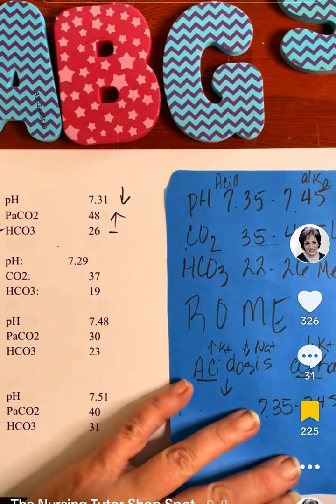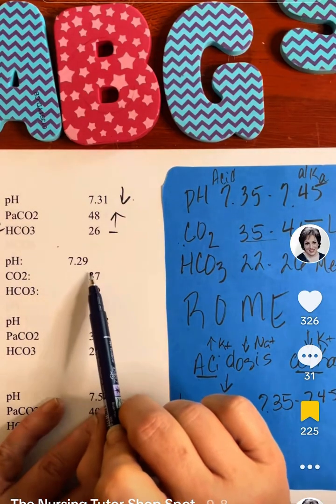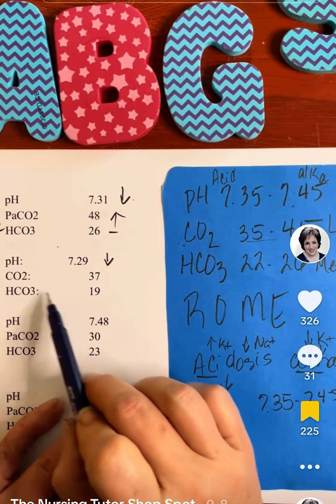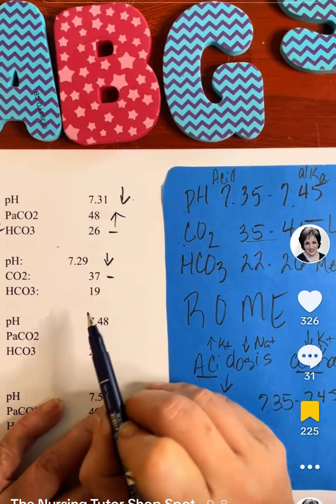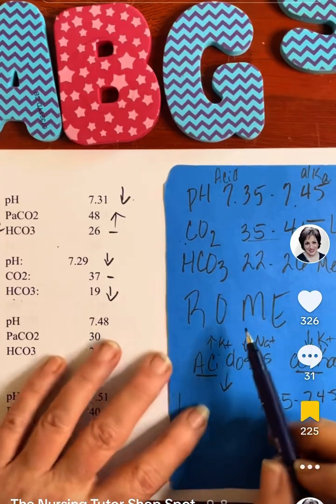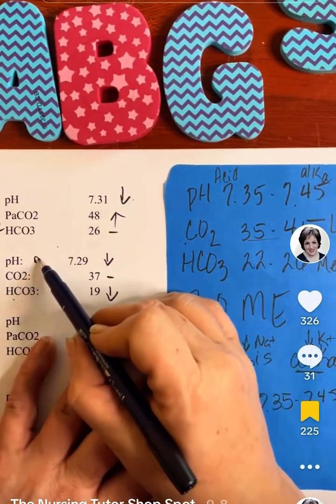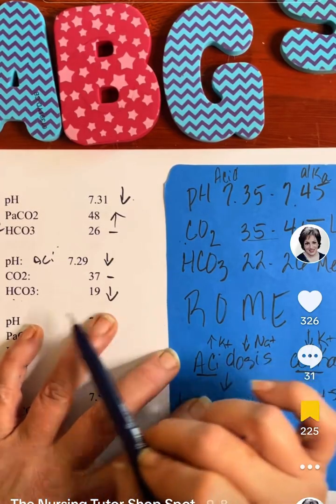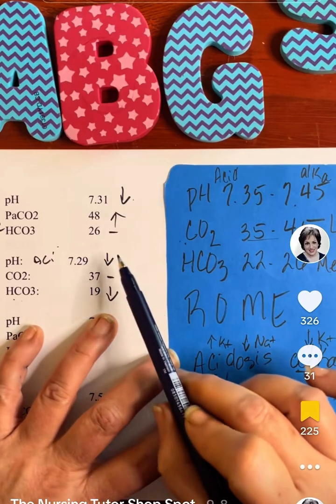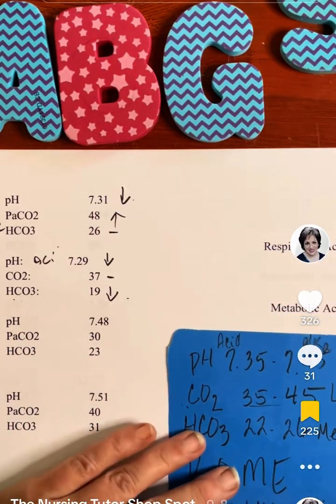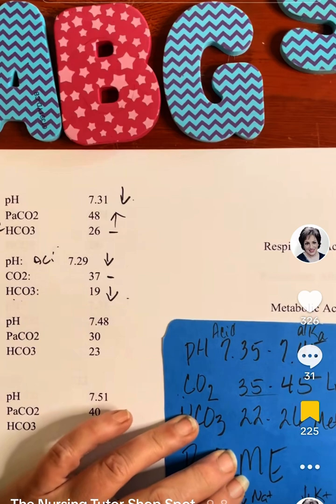Let's do another one. Come on now, it's going to be good. 7.29 is low. And a CO2 of 37, that's cool. Bicarb of 19, that's low. So this is telling me it's acid. And for the problem to be originating in the kidneys, the bicarb has to be going the same way as the pH, which here it is. So this would be metabolic acidosis. I heard a little ding-a-ling in some of your heads, the light going off.